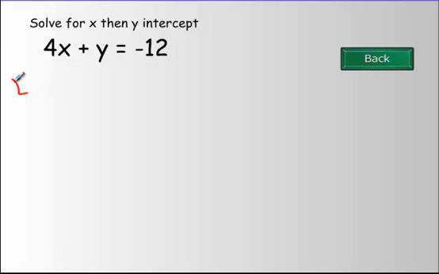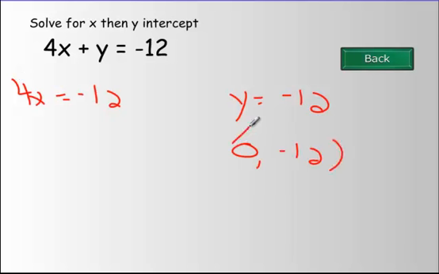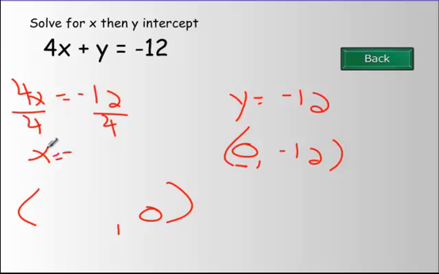Alright, so 4x equals negative 12, and we'll do y equals negative 12. Well, this one's done, so let's go ahead and get our ordered pair. Again, I'm making x 0 here. X is 0. Over here I made y 0. So when I get done, I'm going to have something and then 0. Divide by 4, divide by 4. X equals negative 3. Not too bad, not too bad.